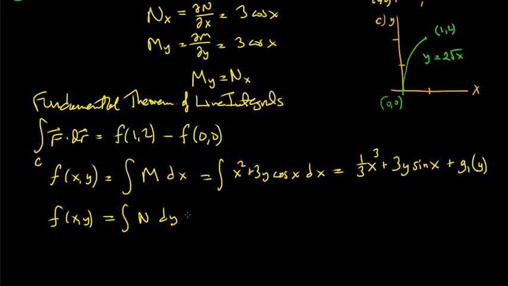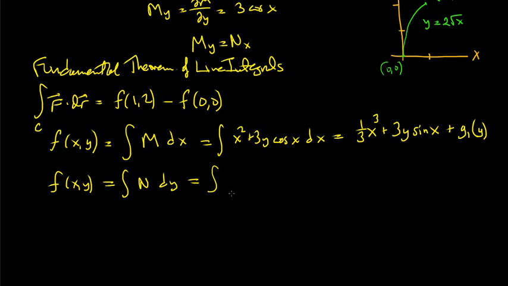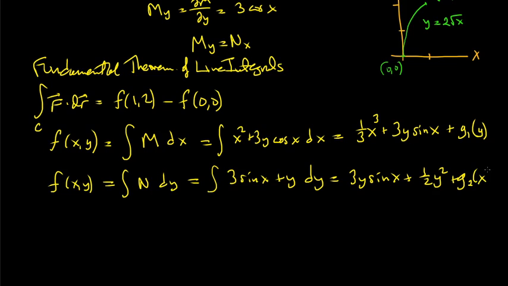Okay. And we have to get the same thing if we integrate with respect to y. So integrating N with respect to y, N was 3 sine x plus y. We're going to get 3y sine x plus 1/2 y squared plus, again, not a constant, but any function of x, so that when we take the y partial derivative of that, we would just get 0. Right? So putting them both together, what do you notice about these two functions? That they're the same, right?